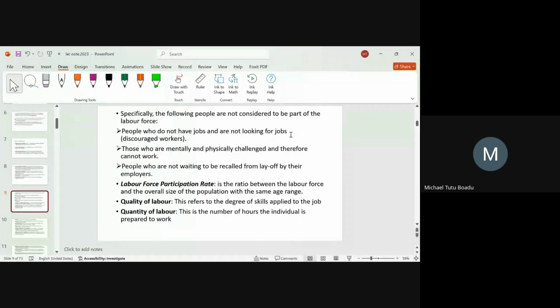Once you are in that category, you are classified not to be part of the labor force. And those who are mentally and physically challenged and therefore cannot work are also not part of it. It is not just the fact that you are physically challenged, but the mental aspect. Once you cannot mentally and physically work, you are not part of the labor force. We have people who are physically challenged, but they are qualified to work. So it is not only the physical challenge that is the issue, but the mental and physical.